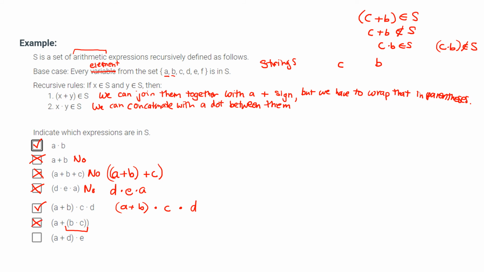Here, yeah, we could get that, right? A and D are both parts of S, so we can put them together with a plus sign if we put parentheses around them. And then E is also in S, and we can put those two together with a dot. So yes, that's good too. So that's how we work with those. I might do one more example like this before I'm done with this type of recursive definition.